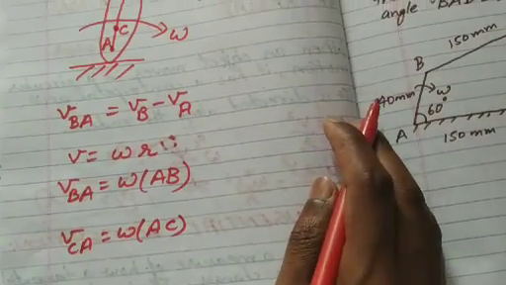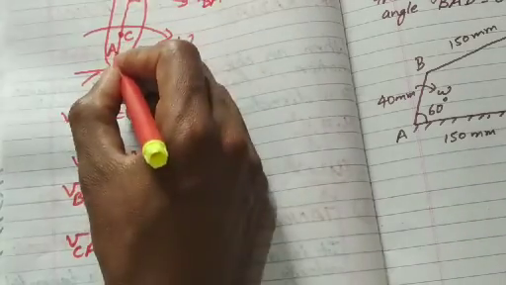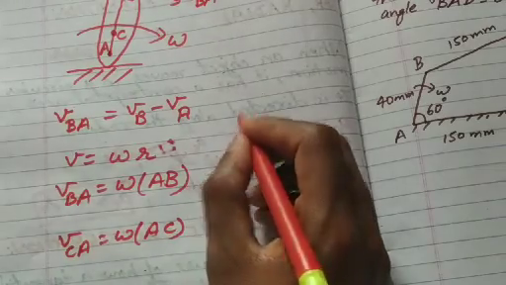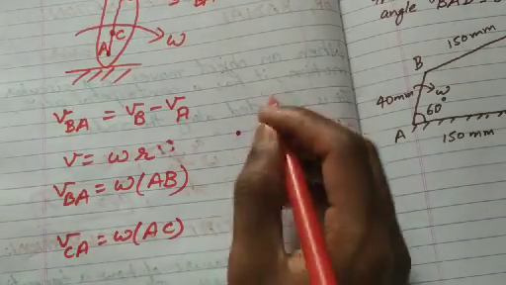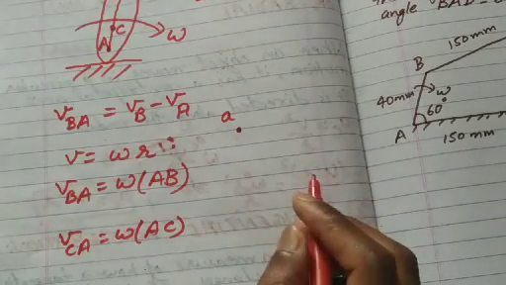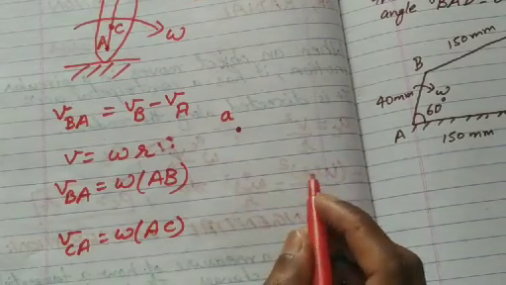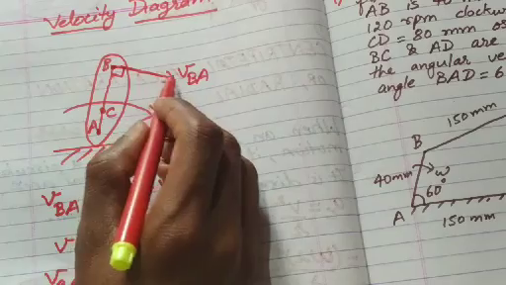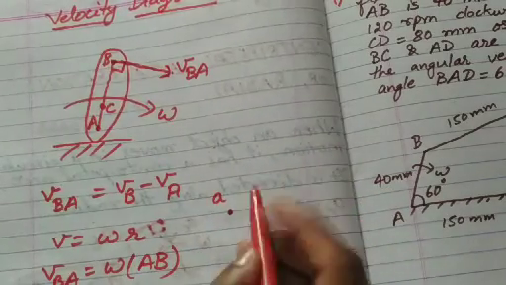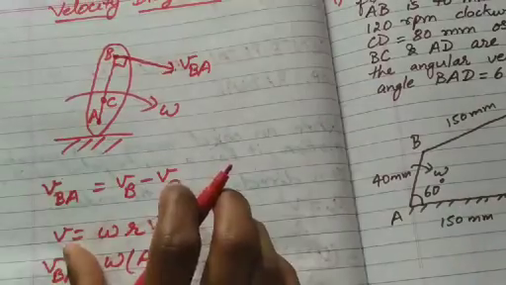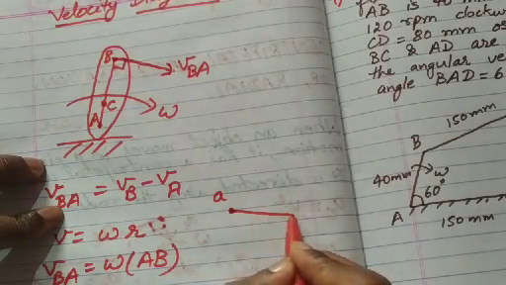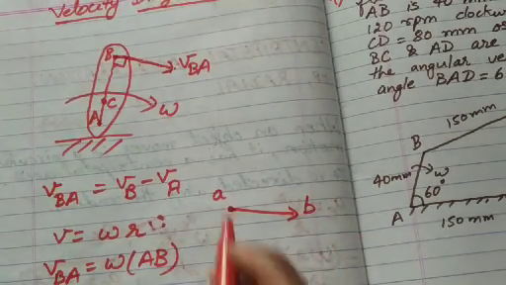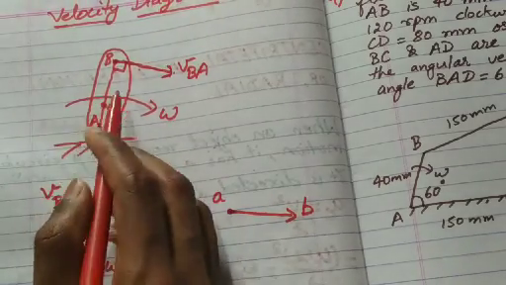Now we will draw the velocity diagram. As we know, point A is fixed, and the velocity is making 90 degrees with the link. So let it be a point which is represented by a small a, and this is the direction of our velocity. We will move it to this point, and this will be the direction. It is known as the velocity diagram for this link AB, or at point B.